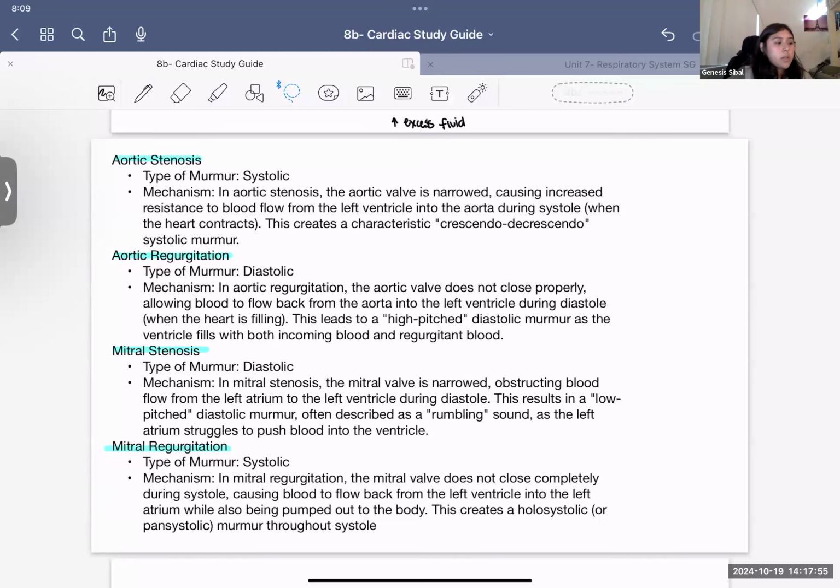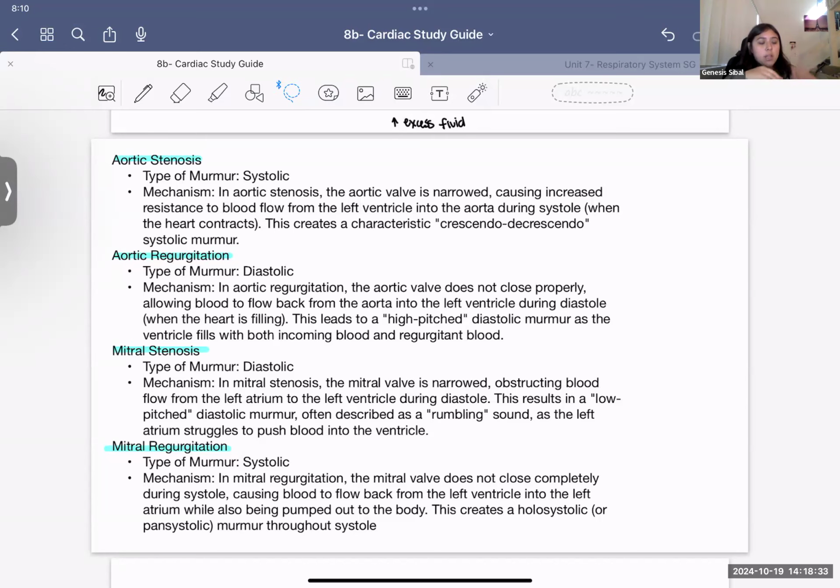But basically with aortic stenosis, you're hearing a systolic murmur. The reason why is because the aortic valve is closed, right, or narrowed. So there is an increased resistance to blood flow from the left ventricle into the aorta. Again, we're talking about the left side of the heart and the aorta. The aortic valve is not able to let that blood go from the left ventricle into the aorta to the rest of the body. During systole, we're talking about when the heart is contracting. So it's just stuck in the heart.